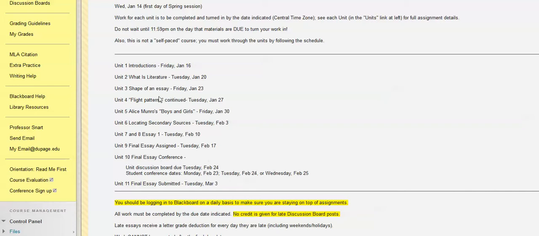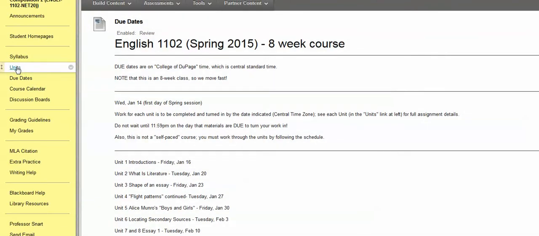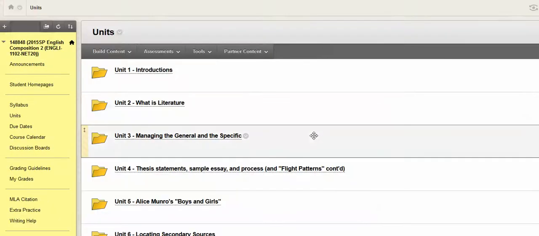So we've just finished up Unit 3. We're looking at Unit 4 due on Tuesday. Unit 4 has us looking further at the short story Flight Patterns. I'll just click us into it here.